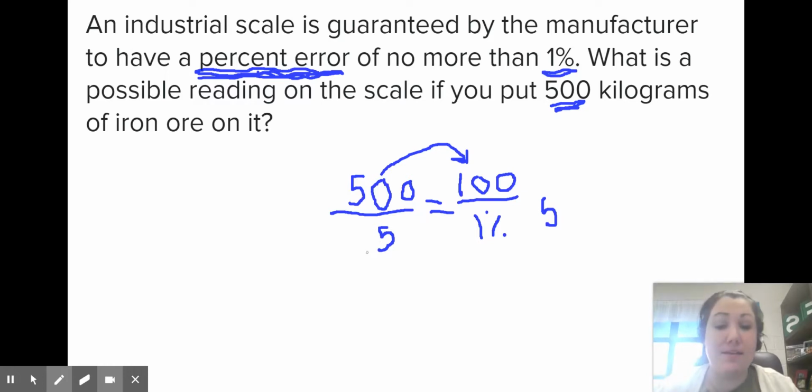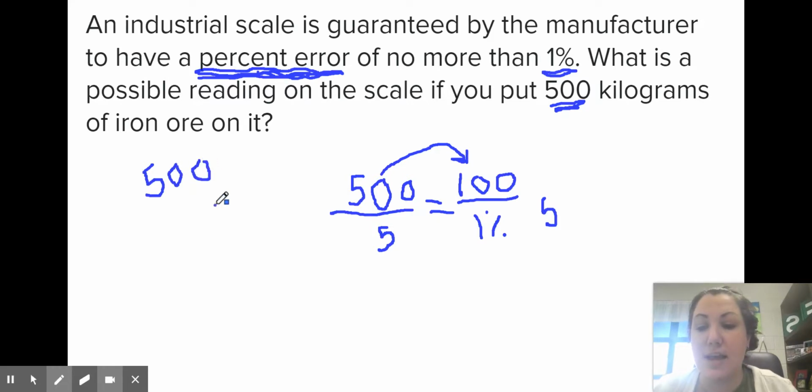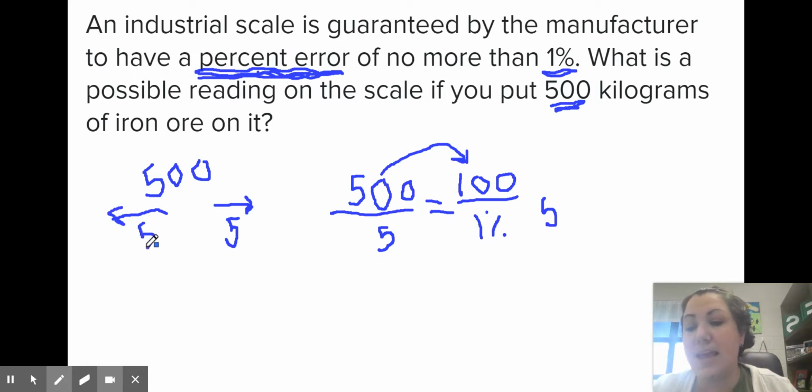With percent error, it's important to note that it can come in intervals. This means that even though it's 500 kilograms, 1% can either be 5 more than 500, or it can be 5 less than 500. Either way, it is 1% off, whether it's under the amount or over the amount.